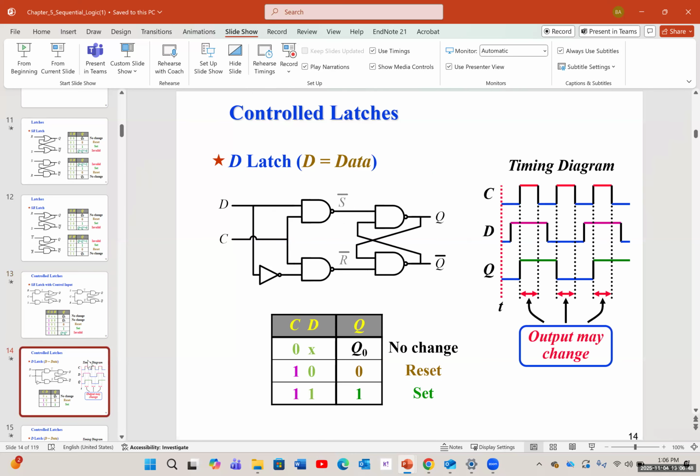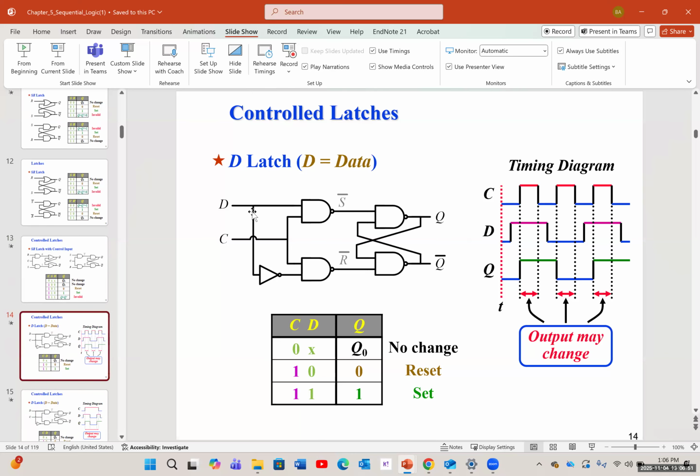Now, to prevent it from becoming invalid, we can tie the inputs, S and R, together and create a D latch, or what we call a data latch. In a data latch, we have 3 possible outcomes. If C is 0, no matter what D is, we would have a no change scenario. In other words, the outputs are locked in and won't change. If C is 1 and D is 0, we're going to have a reset, or 0 in the output Q. And if C is 1 and D is 1, Q is going to be equal to 1, or set.